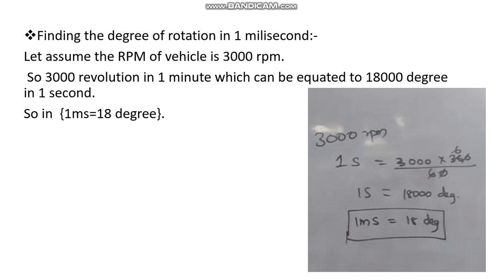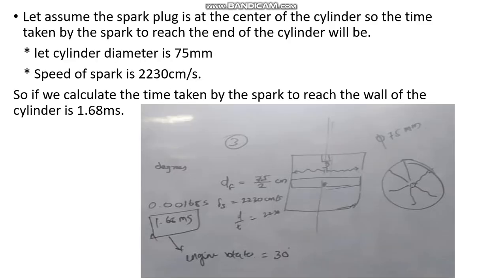So, in the previous video we saw that if the crankshaft is taking 3000 revolutions, then in 1 millisecond it will go 18 degrees. This is to be kept in mind: in 1 millisecond it has to go 18 degrees. So, let us assume the spark plug is at the center of the cylinder.